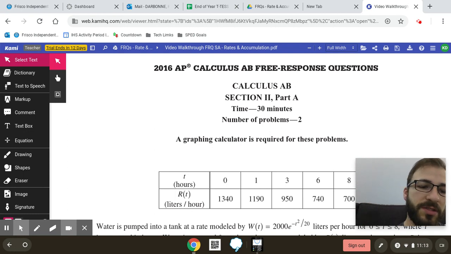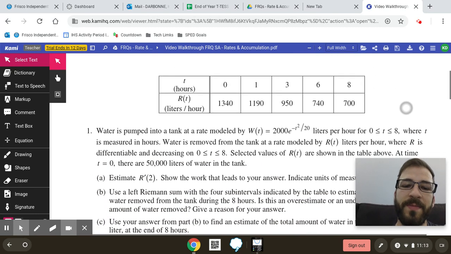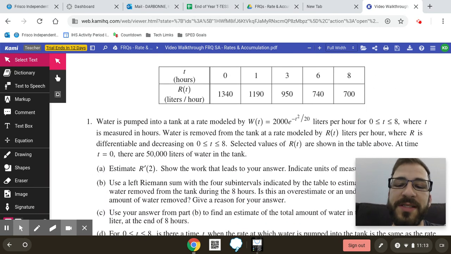So starting with our 2016, we have water being pumped into a tank at a rate modeled by W of T equals 2000 e to the negative T squared over 20 liters per hour from 0 to 8, where T is measured in hours. Water is removed from the tank at a rate modeled by R of T liters per hour, where R is differentiable and decreasing from 0 to 8. And then they give us some selected values of R of T up above. At time T equals 0, there are 50,000 liters of water in the tank. So that's our initial condition.